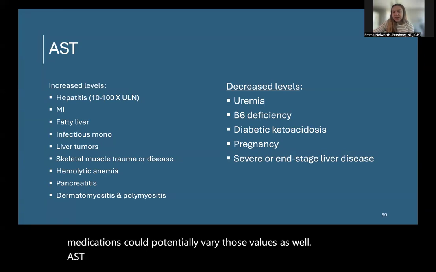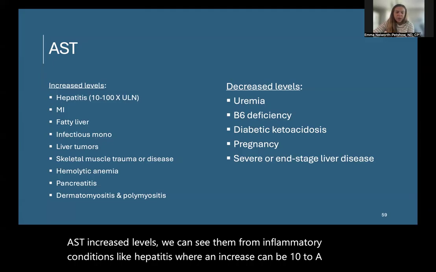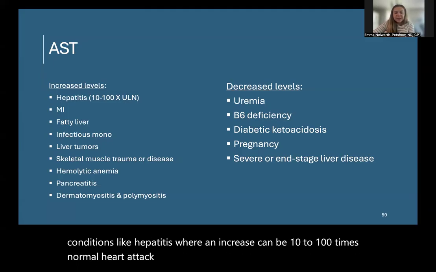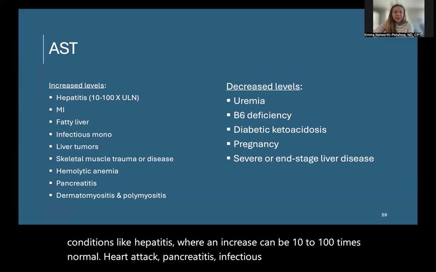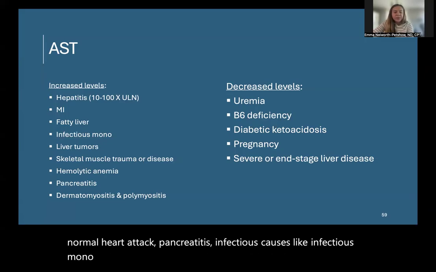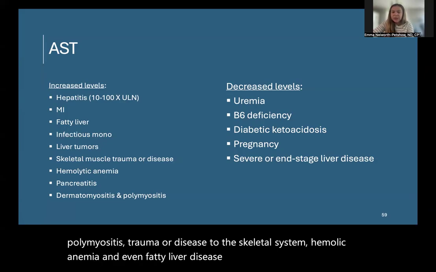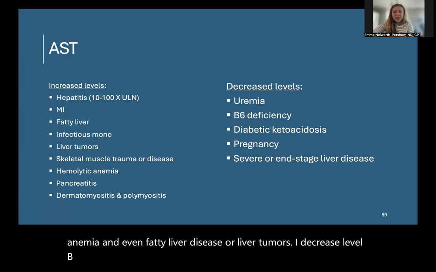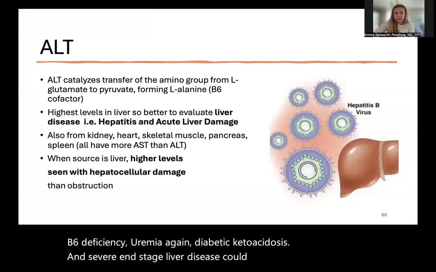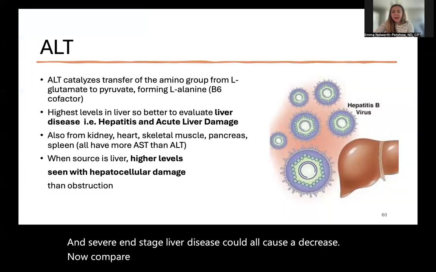AST increased levels we can see from inflammatory conditions like hepatitis, where an increase can be 10 to 100 times normal. Heart attack, pancreatitis, infectious causes like infectious mono, other inflammatory conditions like dermatomyositis and polymyositis, trauma or disease to the skeletal system, hemolytic anemia, and even fatty liver disease or liver tumors. A decreased level can be caused by B6 deficiency, uremia, again diabetic ketoacidosis or pregnancy, and severe end-stage liver disease. Now compare that to ALT.